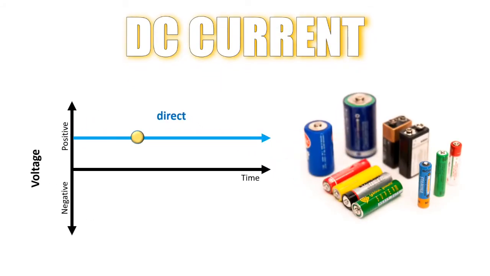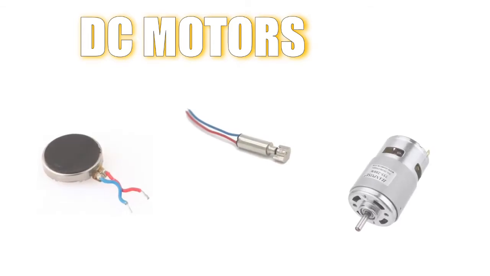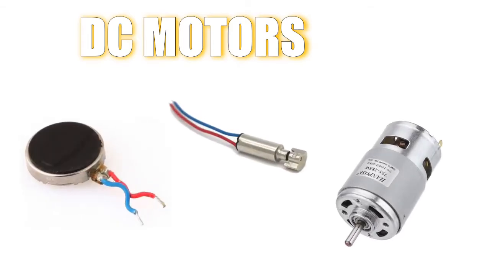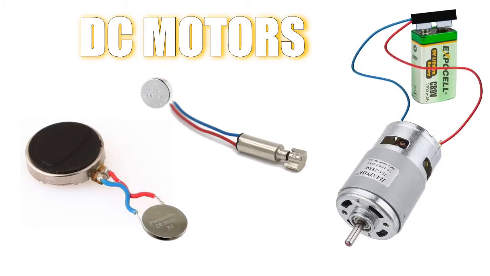The other type of current is called direct current, or DC. DC electricity will always travel in one consistent direction and usually comes from batteries. Now that we've learned some basics on electricity, let's look at a DC motor. A DC motor is a type of electromagnetic motor that uses direct current as its power source for electricity, which means that a DC motor will require some type of battery to operate it.